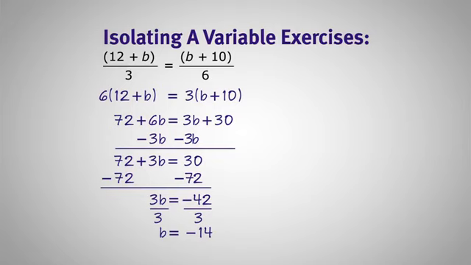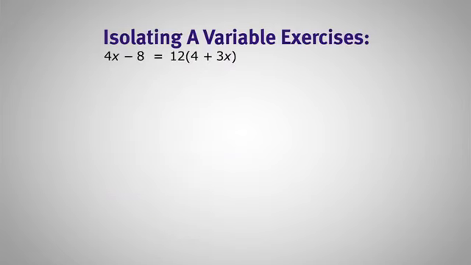Now let's take a look at example number 9. We have the equation 4x minus 8 is equal to 12 times the quantity of 4 plus 3x. There aren't any fractions, so we don't need to worry about step 1. We do, however, need to distribute the 12 on the right-hand side of our equation before we can move our variables around. So let's multiply 12 times 4, that gets us 48, and then 12 times 3x, which gets us 36x. Our new expression now reads 4x minus 8 is equal to 48 plus 36x.